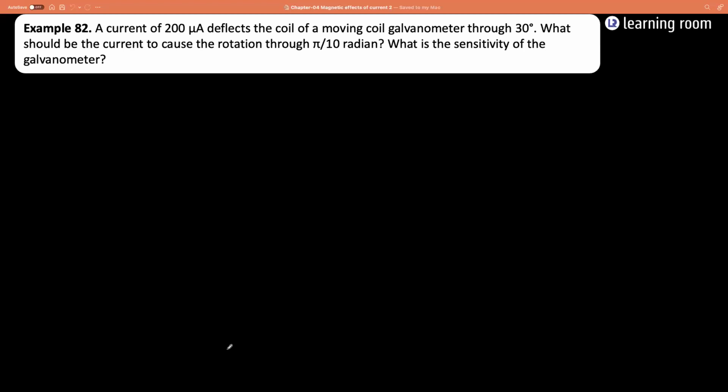Sir, in the previous example, we are getting 25, sir. It's in amperes. So for microamperes, we should multiply by 10 power 6. Divide, no? Okay. Yes, sir.